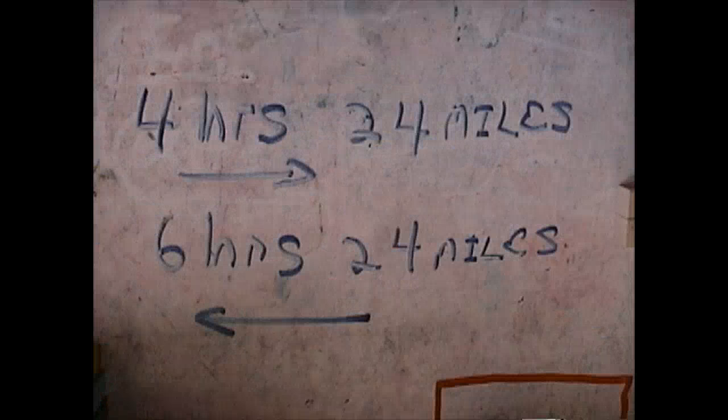Okay, so now here's a new problem. It takes 4 hours to go downstream 24 miles, and it takes 6 hours to come back that same 24 miles. What's the speed of the boat? What's the speed of the current?